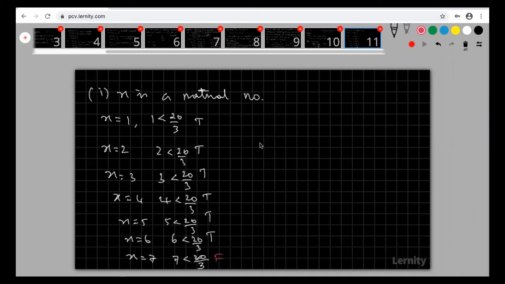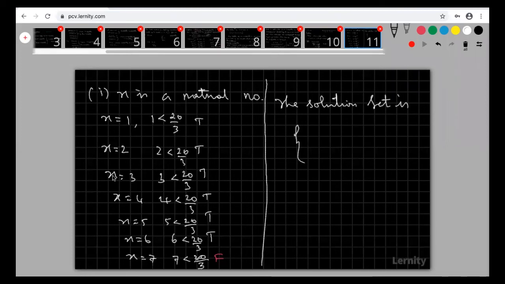Are you clear? Do you understand? So my solution set is, what is the solution set? That means the values of x satisfying this inequality, x less than 20 by 3. That is 1 satisfies, 2, 3, 4, 5, 6 satisfy this inequality. So the solution set is 1, 2, 3, 4, 5, 6.